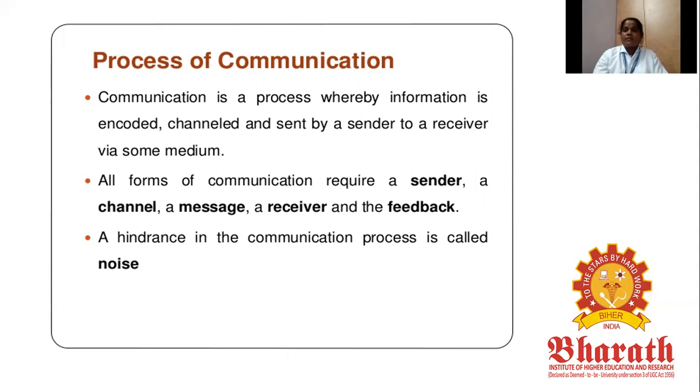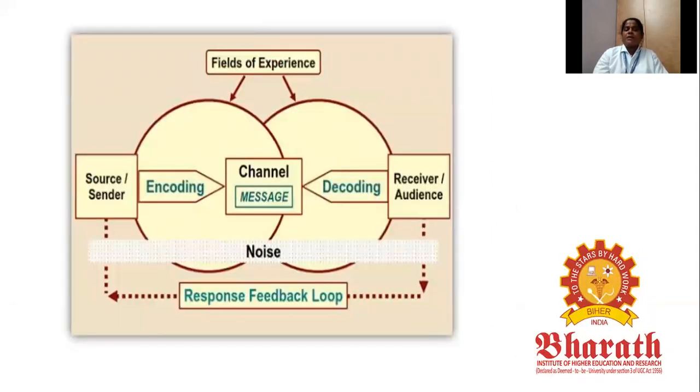Any hindrance or bad communication in the process is called noise. For example, in a meeting where many people are in one place, if one person talks, you have to speak loudly for anyone to communicate to the receiver. That is the process of communication. Then there is the field of experience. The channel is one of the important middles of communication, with encoding and decoding on the right and left.